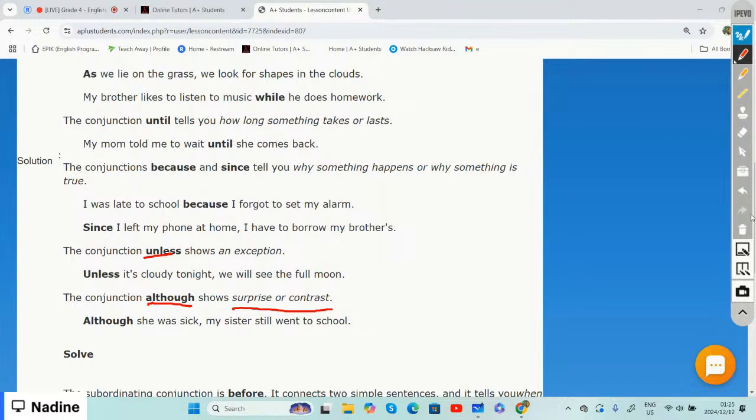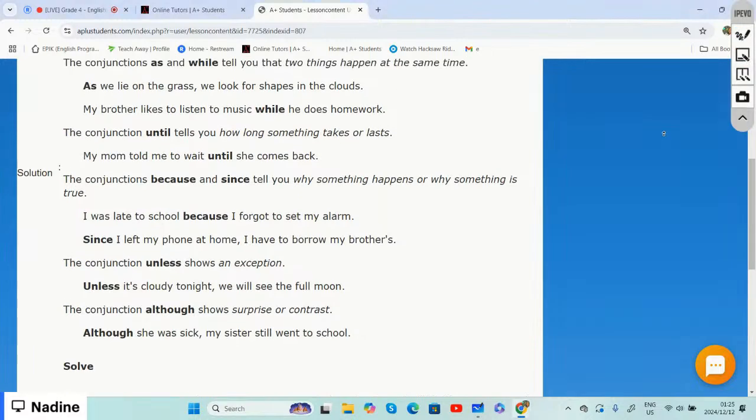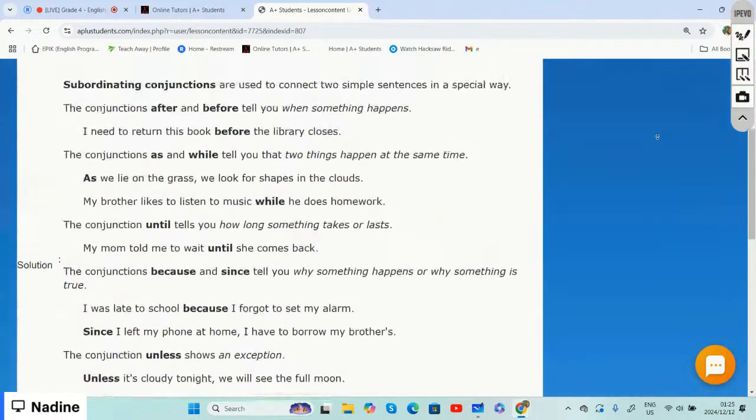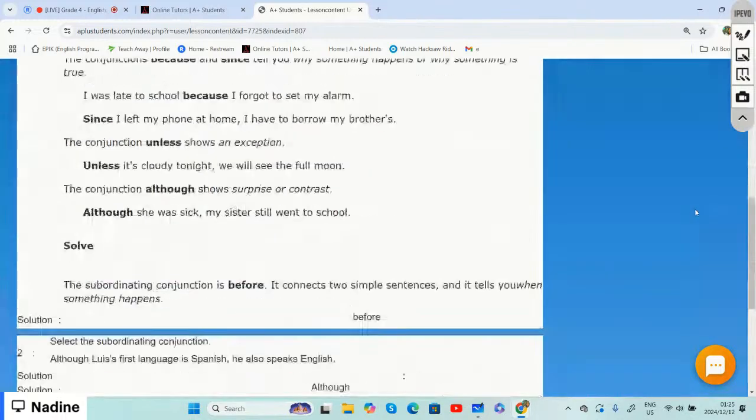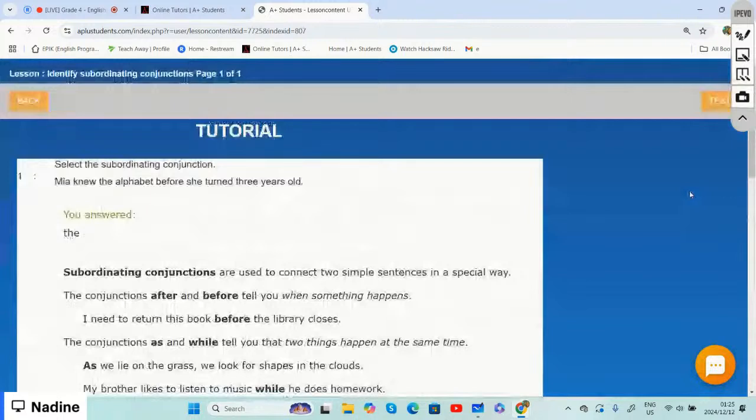All right, so now we're going to look at activities, and then we're going on to our test. It says we need to select the subordinating conjunction within that sentence. So we're basically just going to underline the subordinating conjunction within the sentence.